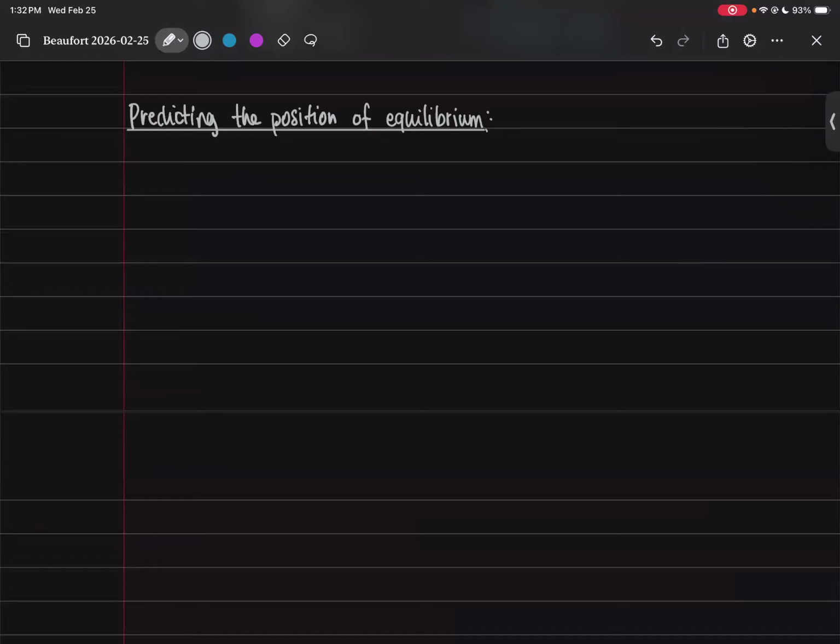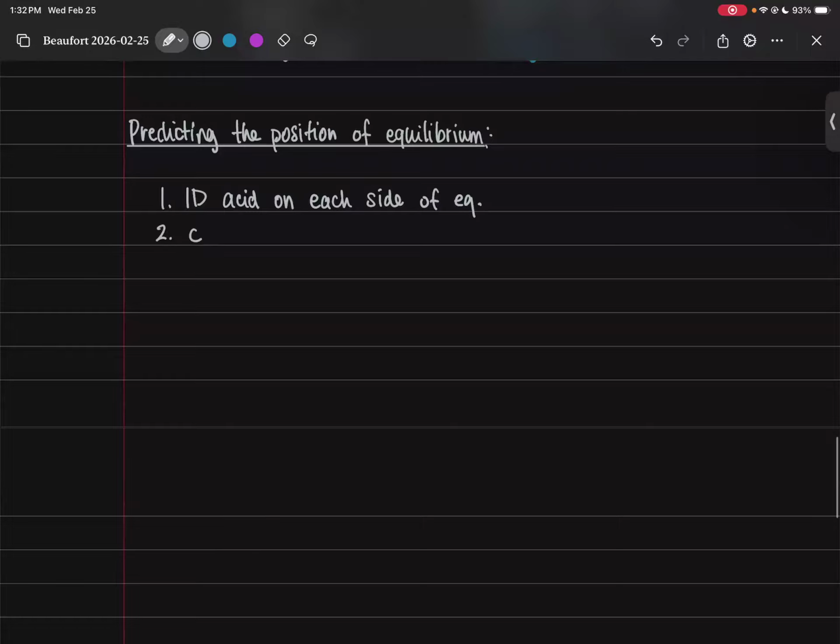Okay, so how do we do this? First, we need to figure out which is the acid on each side of the equilibrium. Then we compare pKa's. You could identify the base on each side and then draw the conjugate acid of that base, but why? You don't have to do that. Just look for the acid on each side.